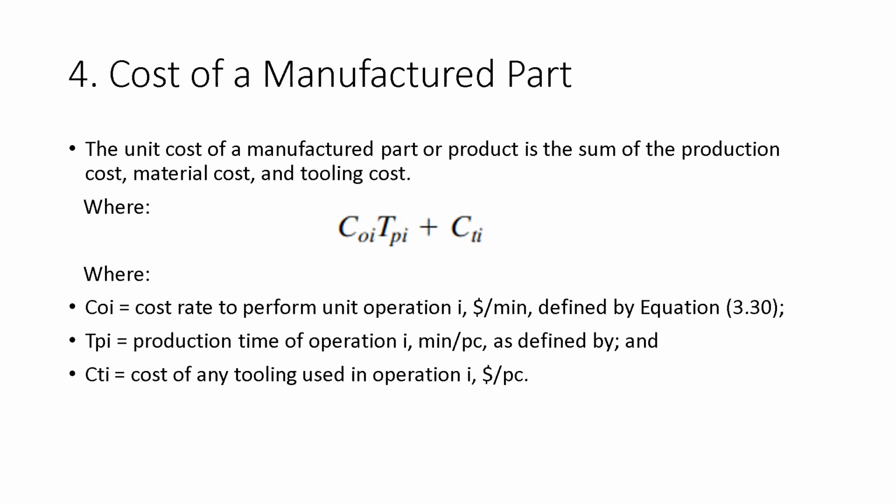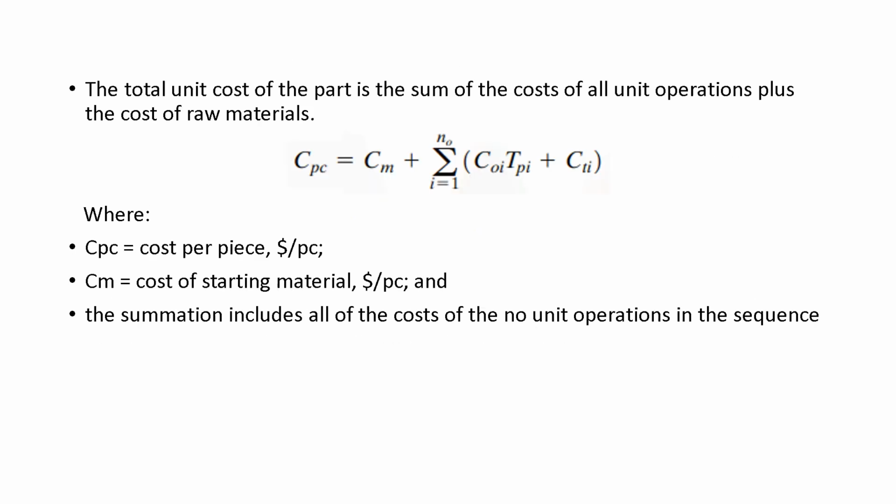Cost of a manufactured part. The unit cost of a manufactured part or product is the sum of the production cost, material cost, and tooling cost. Finally, the total unit cost of the part is the sum of the cost of all unit operations plus the cost of raw material.